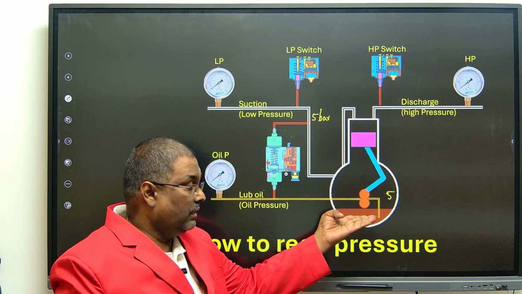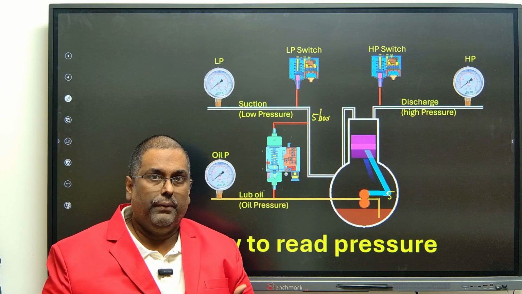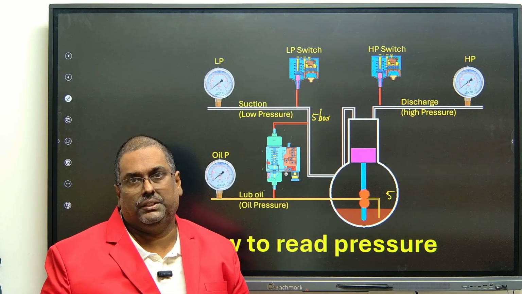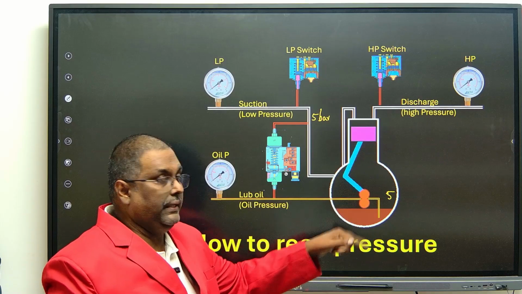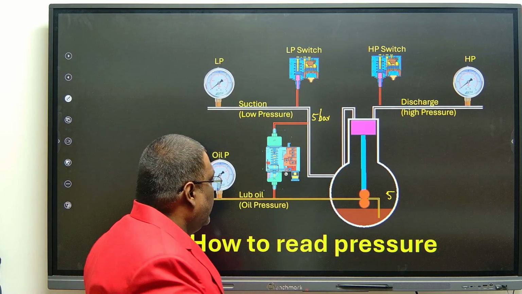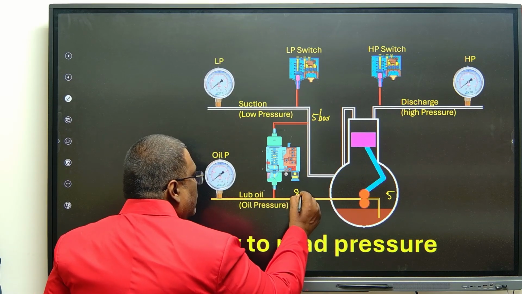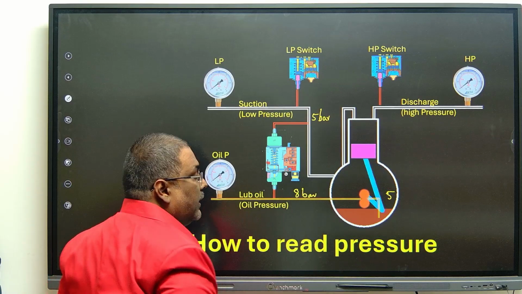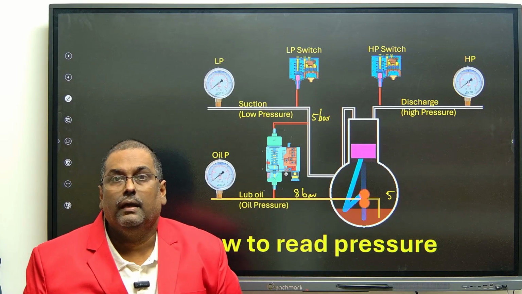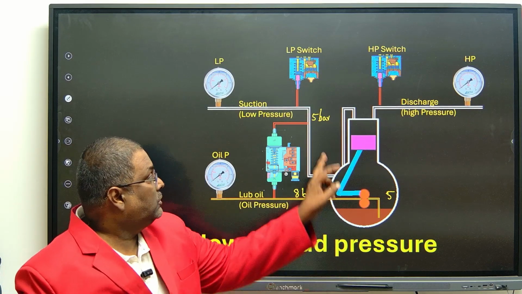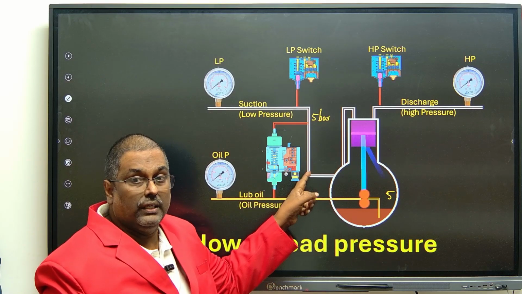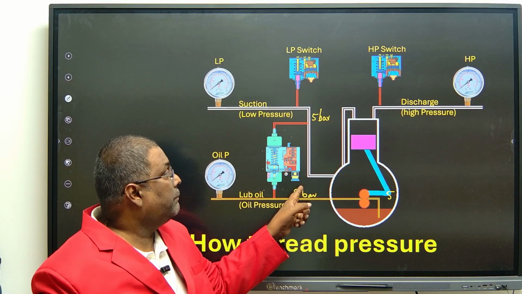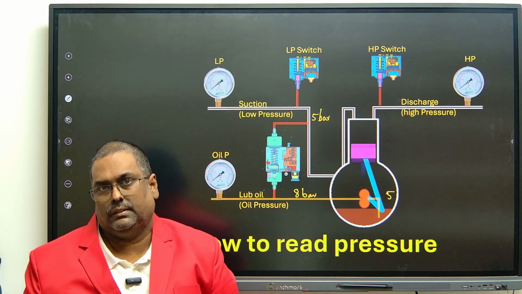It is taking oil at 5 bar pressure, and the pump has to develop 3 bar pressure for lube oil. Got it? So if the pump is developing 3 bar, then 5 plus 3, the oil pressure will be 8 bar. Correct? If suppose the suction is 4 bar, then this pressure will be 7 bar. So the oil pressure varies depending on suction pressure.